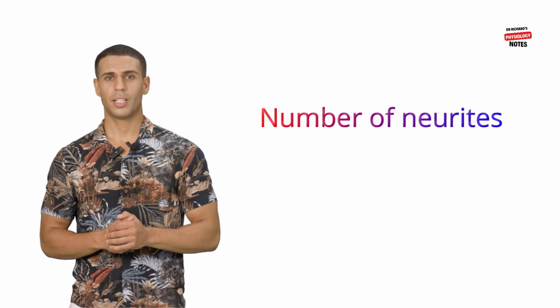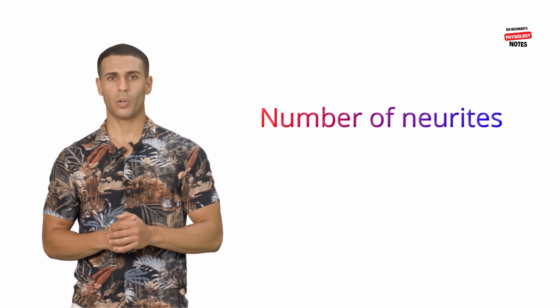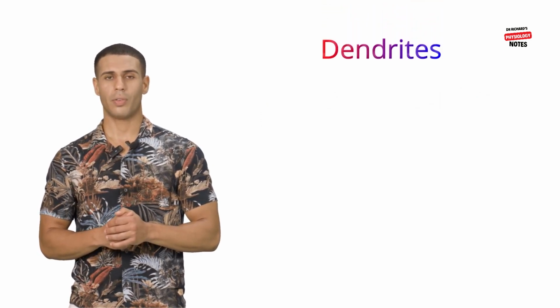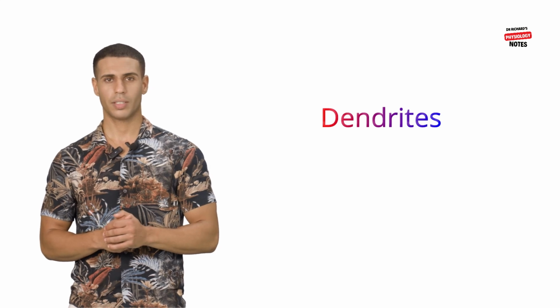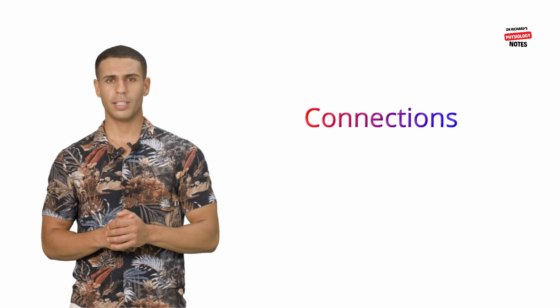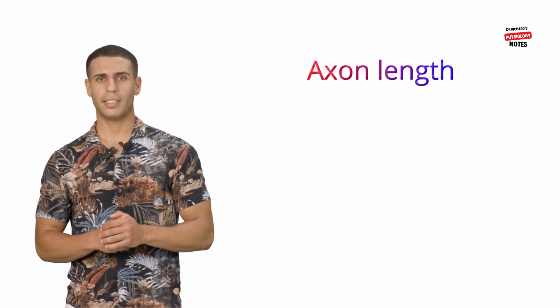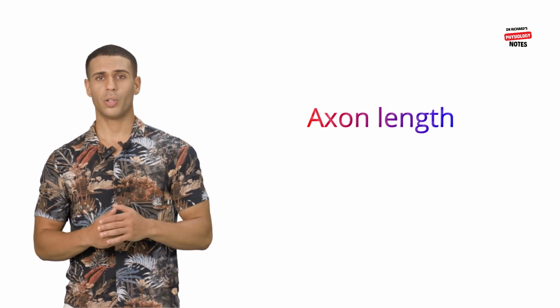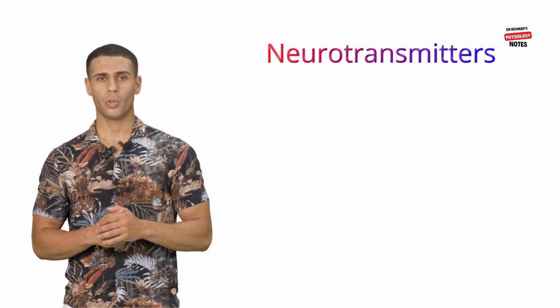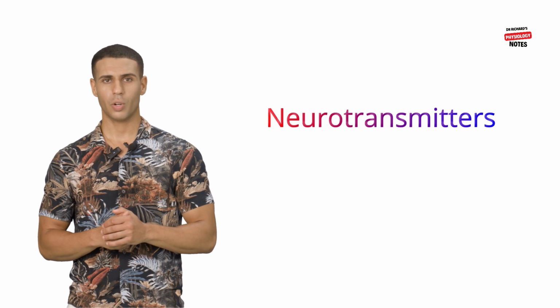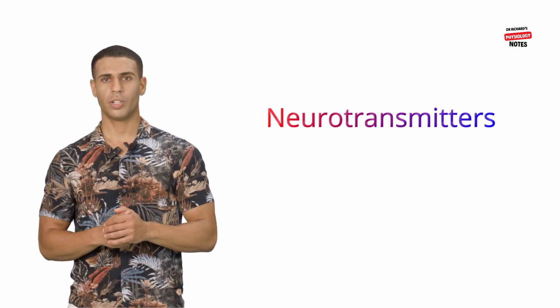Neurons can be classified according to the number of neurites, such as unipolar, bipolar, or multipolar; the dendrites, such as stellate cells or pyramidal cells; the connections, such as primary sensory neurons, motor neurons, or interneurons; the axon length, such as projection neurons or circuit neurons; or neurotransmitters, such as cholinergic, adrenergic, or dopaminergic neurons.